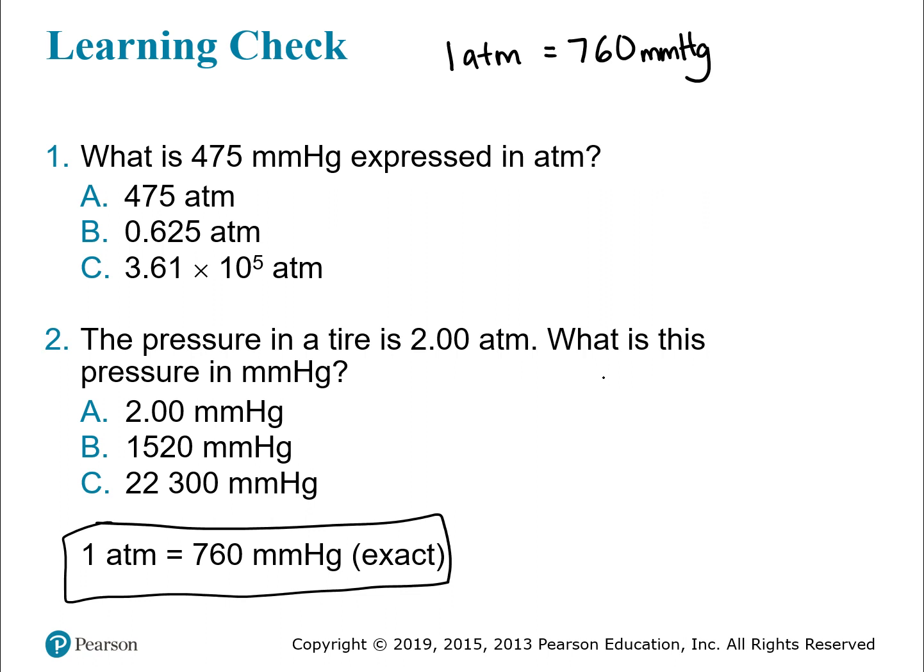Okay, I'll go first. We have to convert 475 millimeters of mercury to atmospheres.